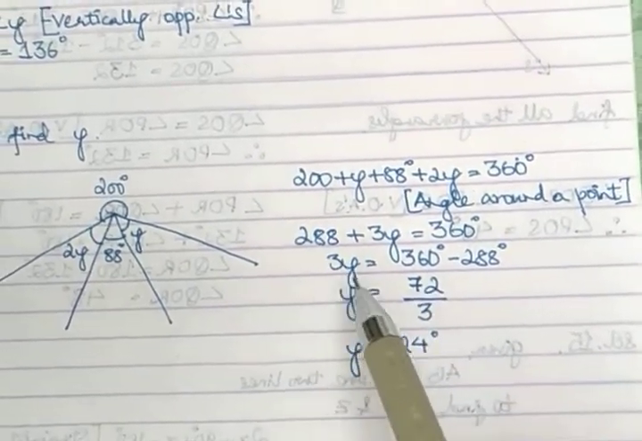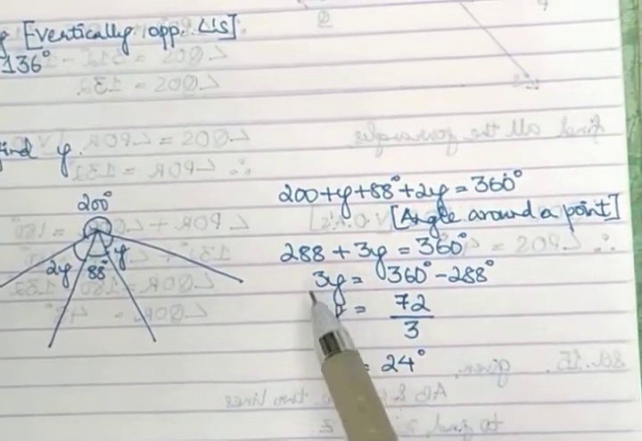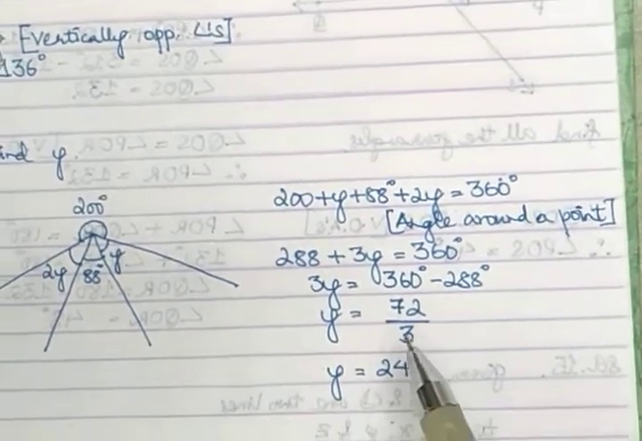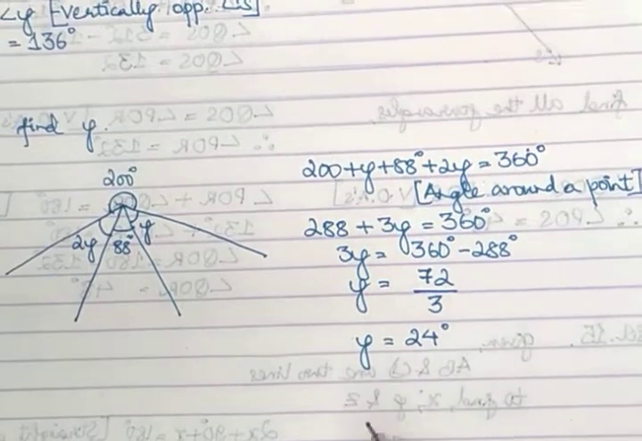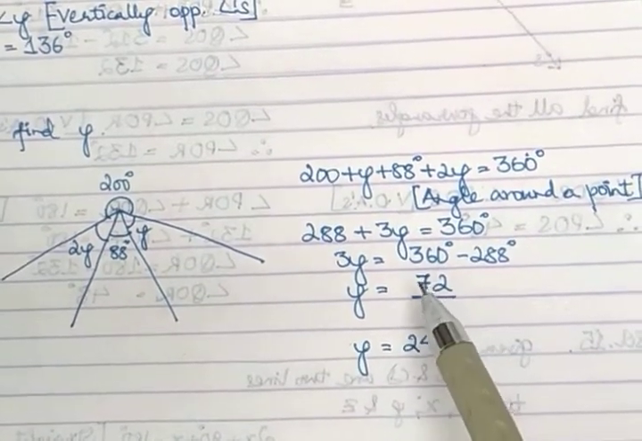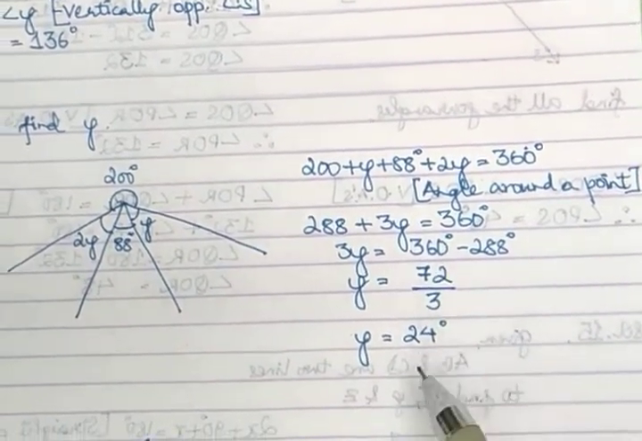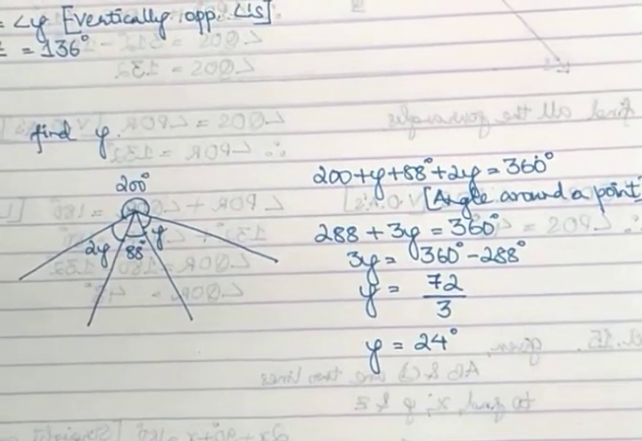Now 3 and y, the relation is multiplication. We know when multiplication goes to the other side, what happens? It becomes division, isn't it? So 72 divided by 3, that is 24 degrees. 3 twos are 6, 1 goes to the other, 12, 3 fours are 12, 24 degrees. Okay?